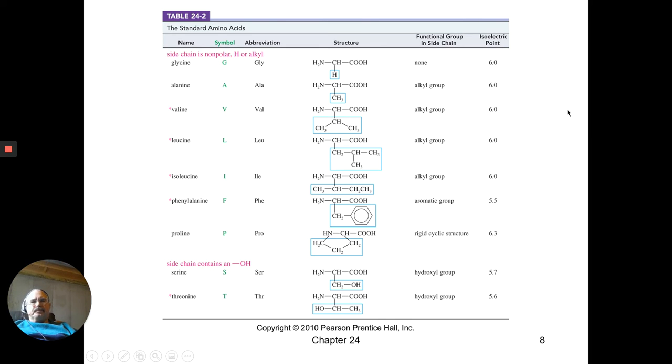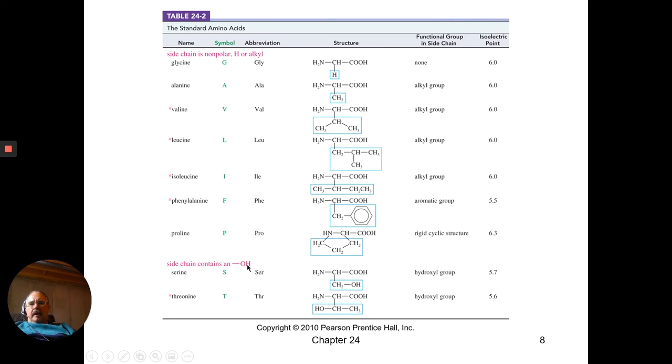And then this is what we call the isoelectric point, or the isoelectric pH. And what that means is that this is the pH at which the charges are balanced. Okay, so we have an acidic group and we have a basic group, and the basic group can pick up a proton from the acidic group, and at this pH, that's the dominant species, where we have a protonated nitrogen and an ionized carboxylate.